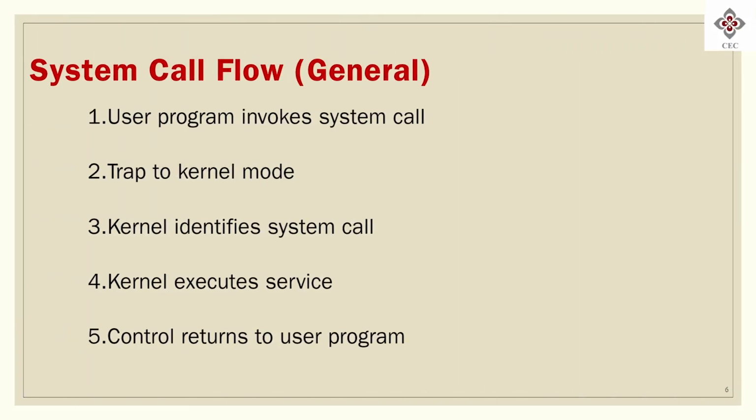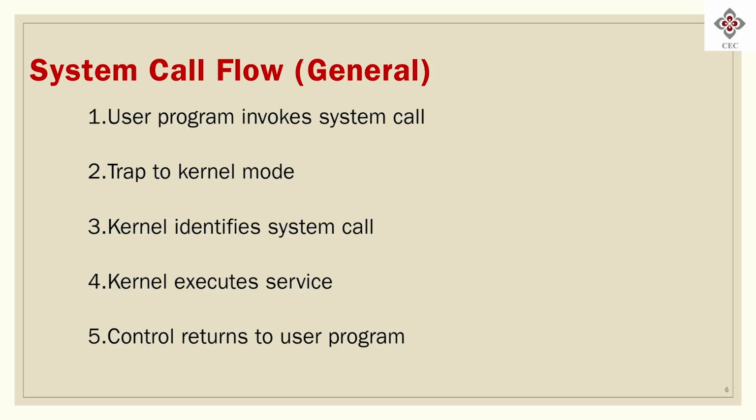Generally, how do system calls flow? The user program invokes the system call and it traps into the kernel, seeking the permission of the kernel for carrying out the task. The kernel identifies the system call. According to the system call, it will contact the respective device driver for carrying out the task, then the kernel executes the service. We have various kernel services, all executed by the kernel, and it controls the return to the user program after completing the execution of the call.